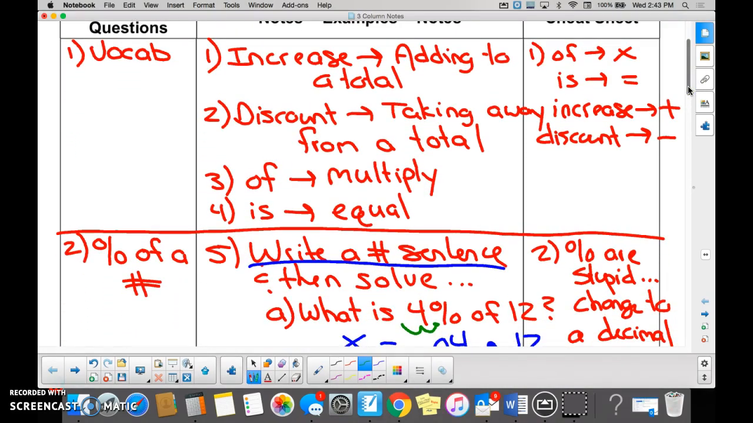An increase means you are adding. A discount means you are taking away, right? What does of mean? Multiply. So anytime you see the word of in a mathematical context, you know that you should multiply, right? And what does is mean? Equal.